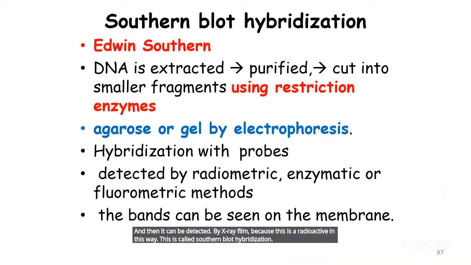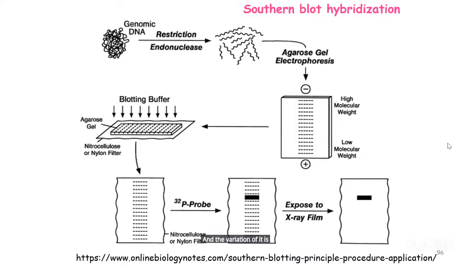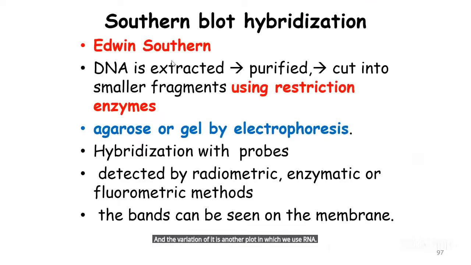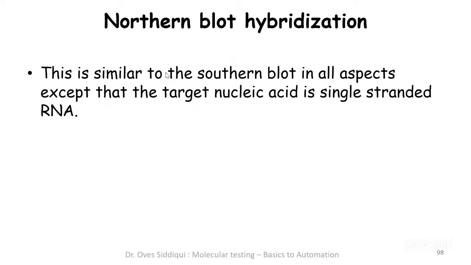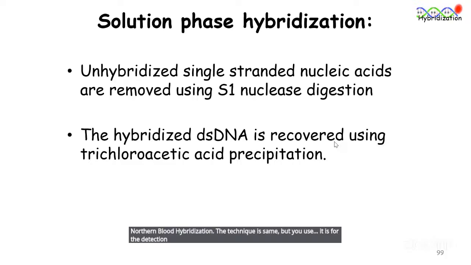Another variation of it is Northern blot, in which we use RNA. Southern blot was discovered by Edwin Southern. In Northern blot hybridization, the technique is the same, but it is for the detection of RNA.